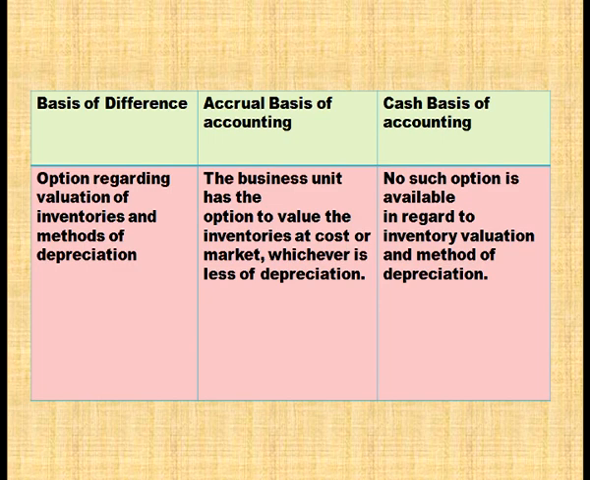When it is considered as a basis, we have to say, in accrual basis of accounting, inventories can be valued at cost price or market price, whichever is less. And in the valuation of depreciation, different methods like straight line method and diminishing balance method can be used. No such option is available in regard to inventory valuation and method of depreciation calculation.